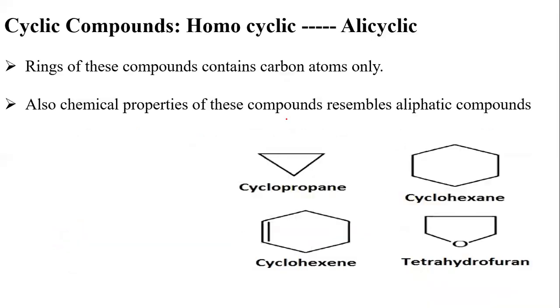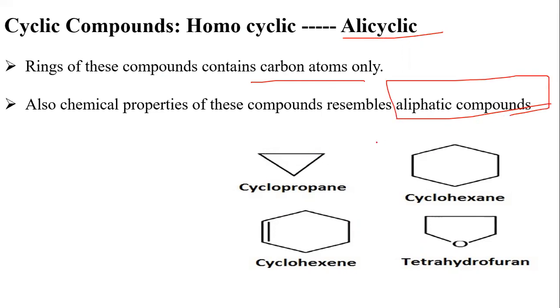Coming to homocyclic, within homocyclic itself there are two types, starting with alicyclic. The rings are composed of carbon atoms only. These compounds resemble the aliphatic compounds; the properties of alicyclic compounds somewhat resemble our aliphatic straight chained compounds. Though it is a cyclic compound, some characters completely resemble our aliphatic compounds.